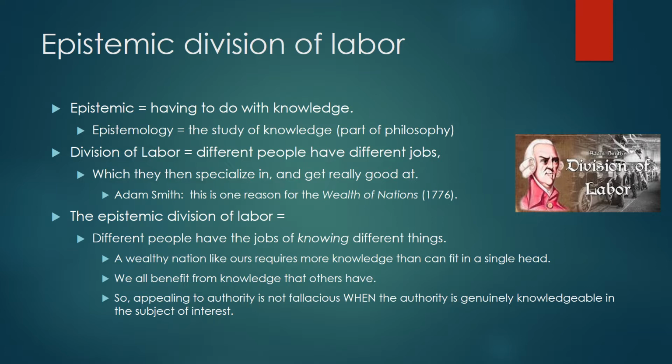Different people do different things, and they specialize in them. The epistemic division of labor says that different people have the jobs of knowing different things. A wealthy nation like ours requires a lot more knowledge than can fit into a single head, and we all benefit from knowledge that other people have, things that we don't know ourselves, but that other people know. So, I want to point out that appealing to authority is not a fallacy when the authority is genuinely knowledgeable in the subject of interest.